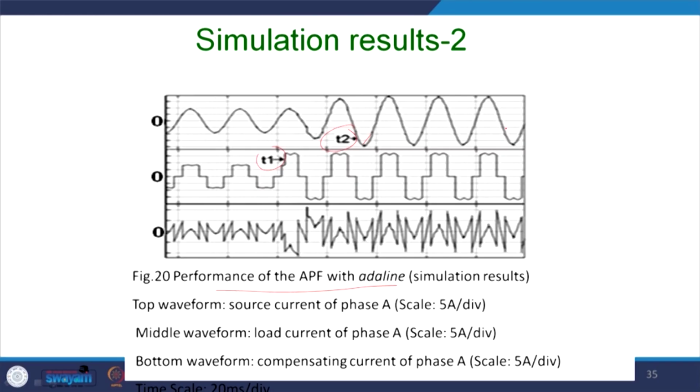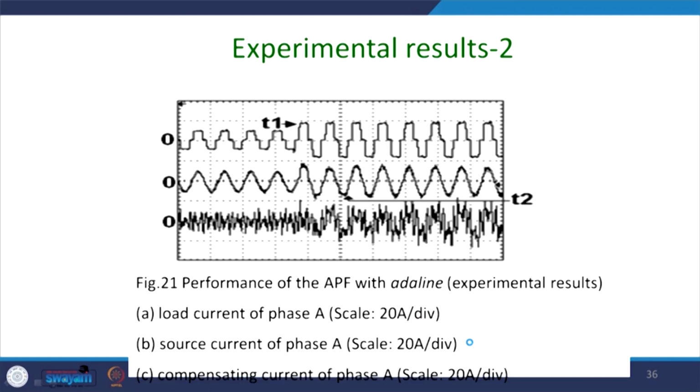So, the top waveform is the source current, the middle waveform is the load current, and the bottom waveform is the compensating current, and the scale taken is 20 millisecond per division. Similarly, this is the corresponding current, this is the load current, and till there you can see that it is not sinusoidal. After this interval of time t2, it is sinusoidal.